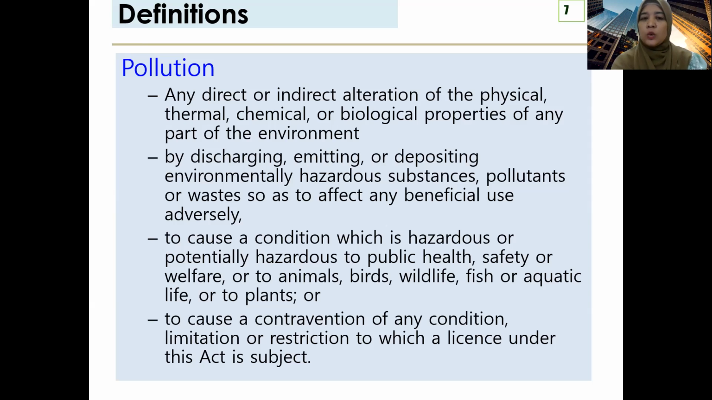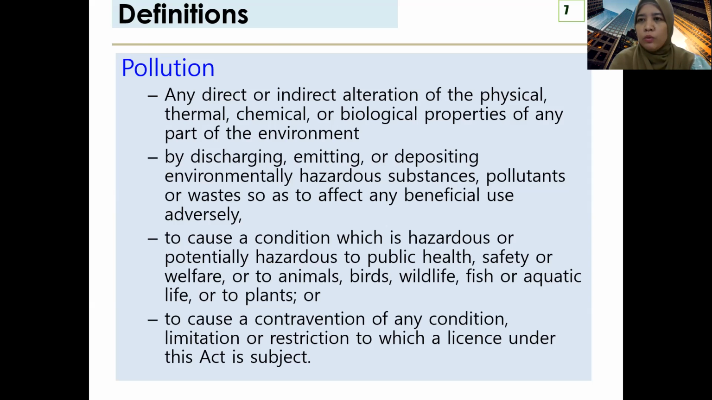Discharge is something that is related to liquid. Emit is something related to gases. Deposit is something related to either liquid or something more tangible, something that you can touch, such as hazardous waste, for instance. So by discharging, emitting, or depositing environmentally hazardous substances, pollutants, or waste, so as to affect any beneficial use adversely.